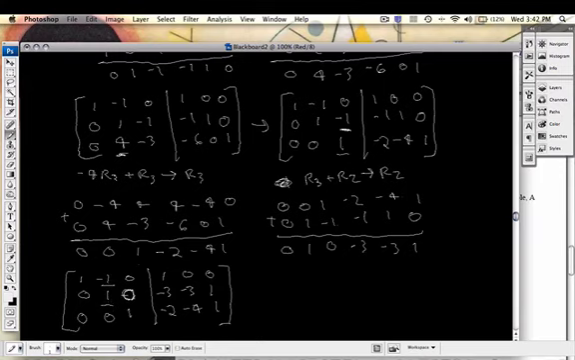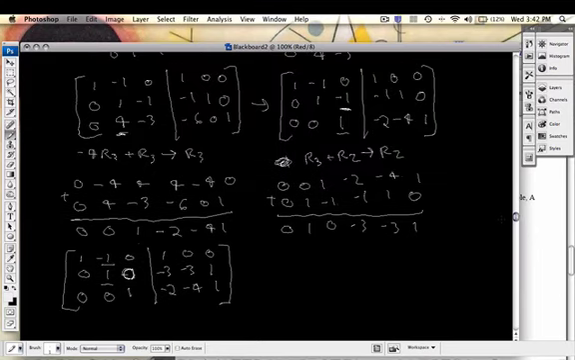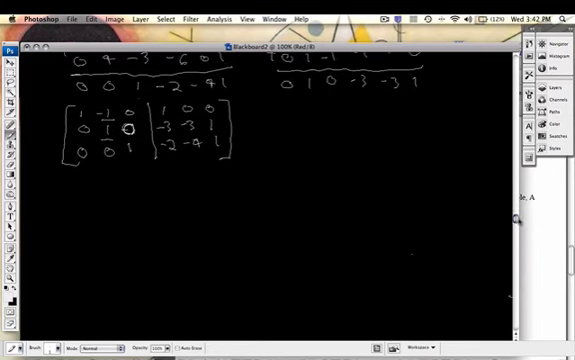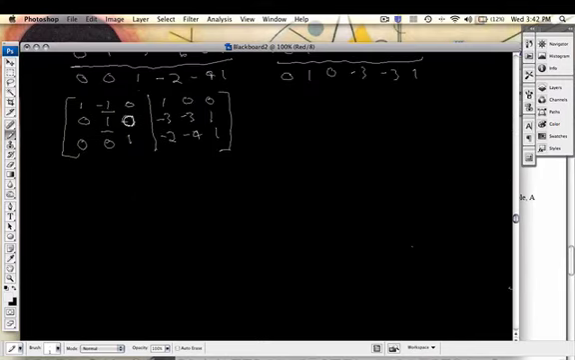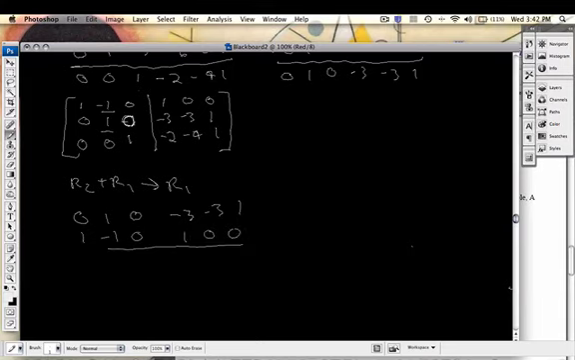I can use this 1 to get rid of that negative 1. So I'm just one step away here. So I'm going to do row 2 plus row 1, put it where row 1 is. So 0, 1, 0, negative 3, negative 3, 1, plus 1, negative 1, 0, 1, 0, 0, gives 1, 0, 0, negative 2, negative 3, 1. That's my new row 1.